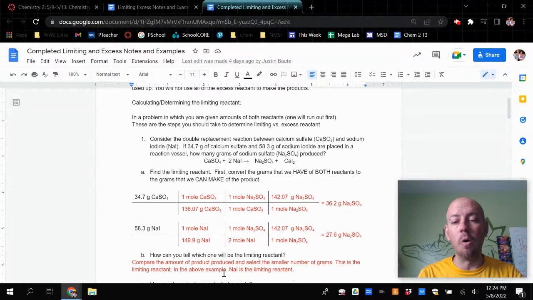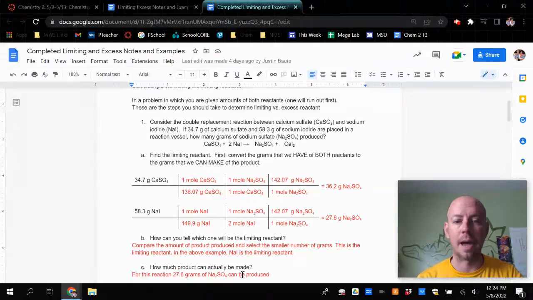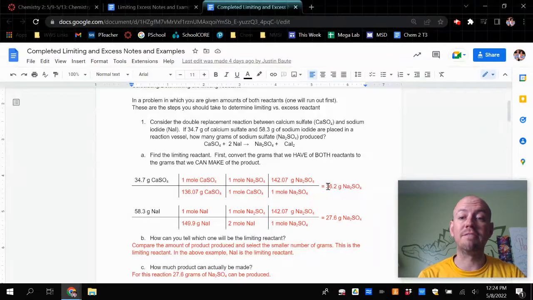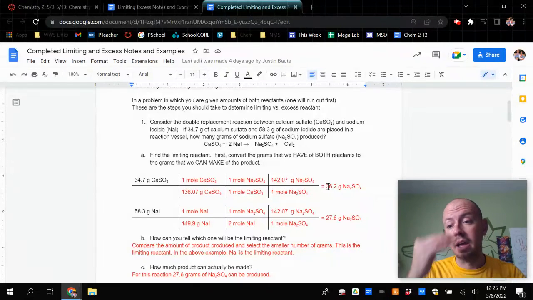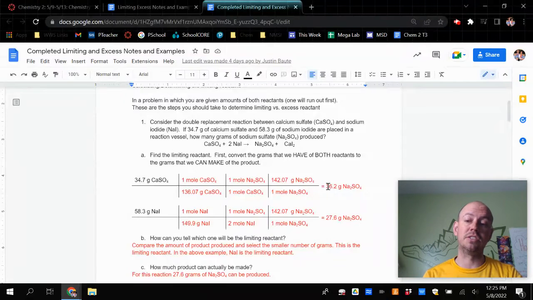We can know what the limiting reactant is because it's the thing that ran out first or the thing that can make less. So it's not this number, it's the chemical that gave us this number, the sodium iodide. So that's why it says that. How much product can actually be made? We did all of this, we can make this. It doesn't matter if we have 10 packages of bread. If we have a certain amount of slices of cheese, that's how many grilled cheeses we can make. So that's what's going on right here.